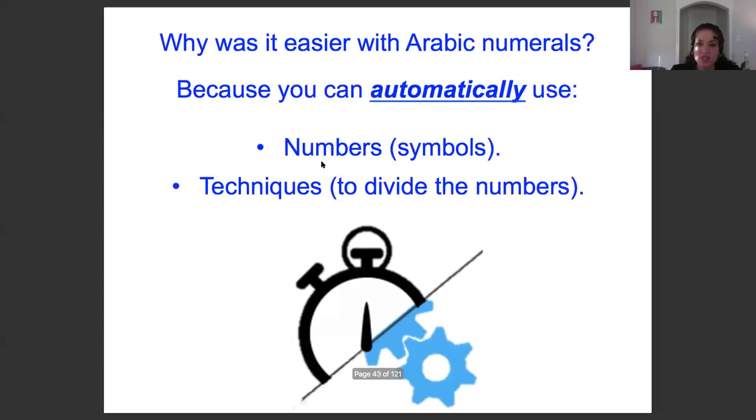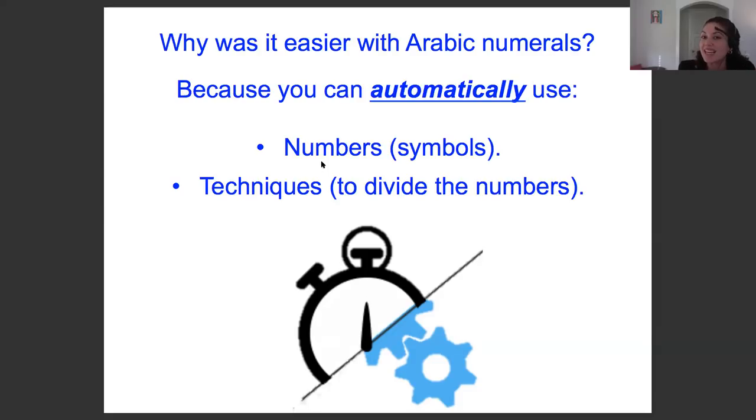Why was it much easier using Arabic numerals? And this exercise really helps you to know how important note-taking for interpreters is. First of all, because you can automatically use these symbols. These symbols, these numbers are automatic to you. When I say three, you see the Arabic three. When I say two, you see it in your mind. It comes out of your fingertips. You don't have to think about it. So that's one of the reasons why it's very simple for you to use that, a system of symbols that you're familiar with.